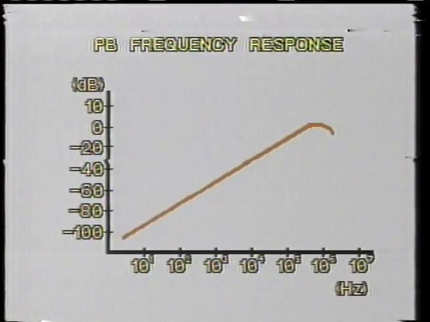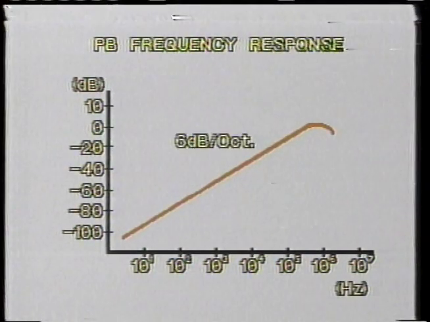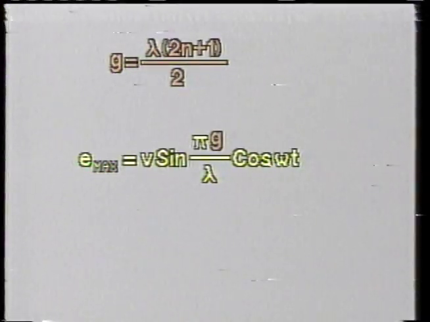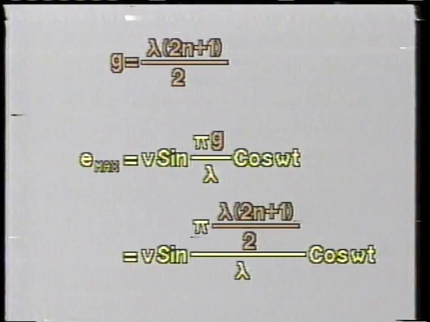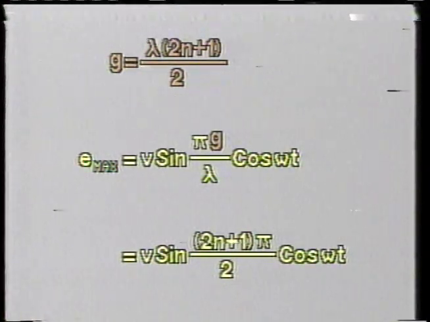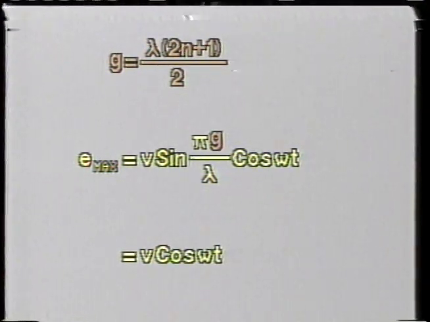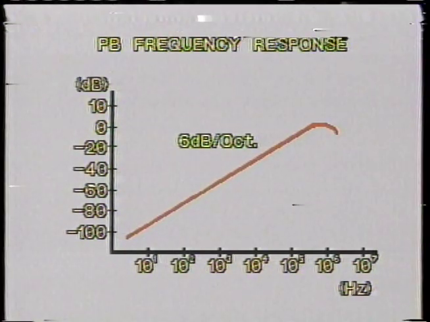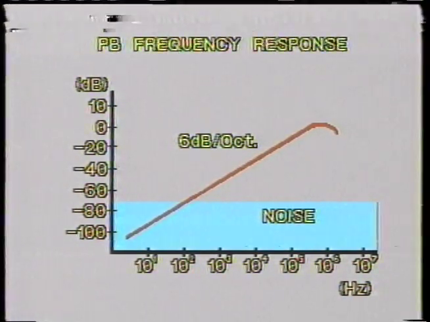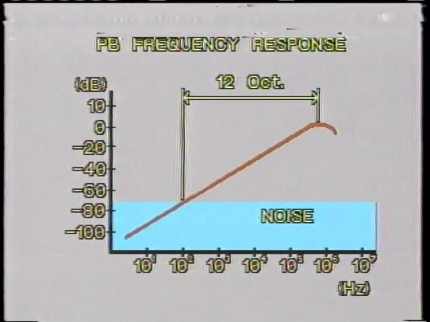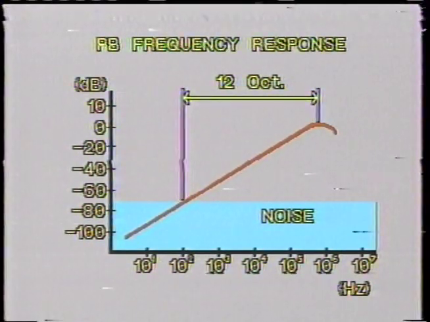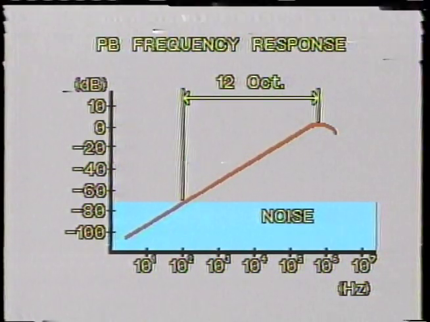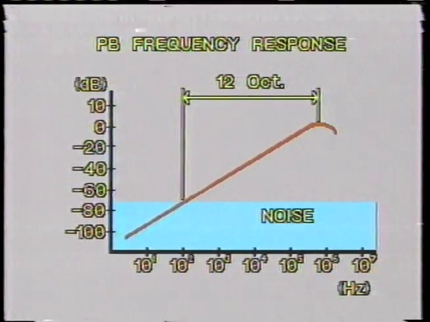That is, if the signal frequency is doubled, the output is also doubled, creating a curve of 1 octave per 6 dB. The peak occurs when gap width G equals lambda times (2n plus 1) divided by 2. In this case, the sine component equals 1. Low frequencies separated from this peak can cause noise in the playback because of low playback levels. Therefore, a minimum frequency must be determined. The actual value of this minimum depends on the tape, but it is generally a value 12 octaves lower than the playback output peak. Thus, the usable bandwidth is determined beforehand.